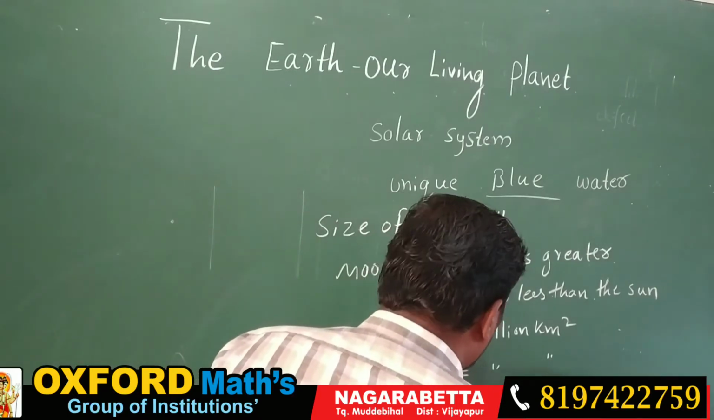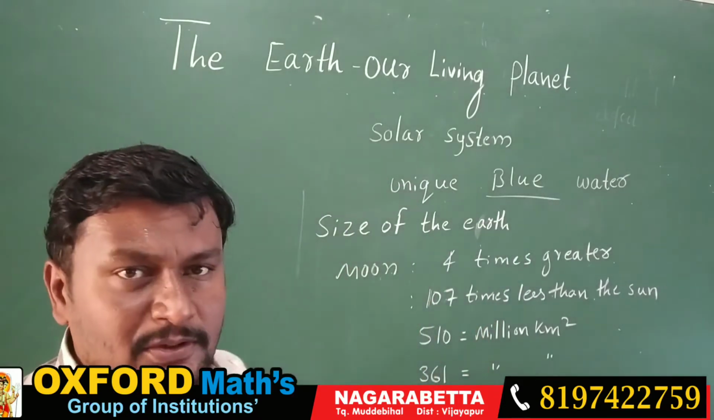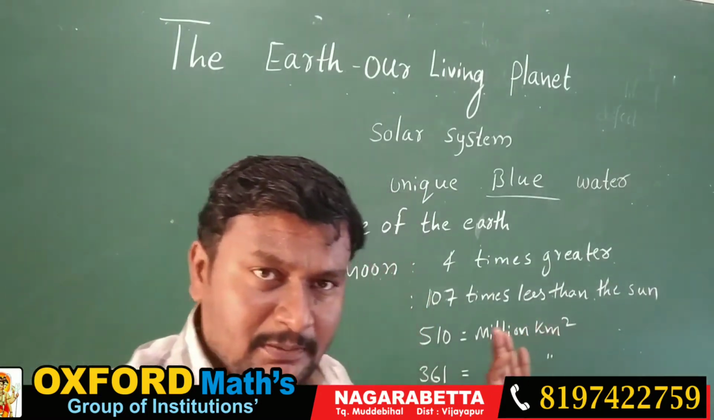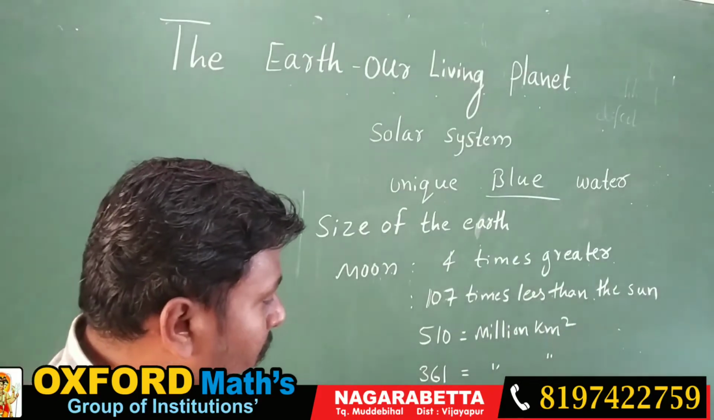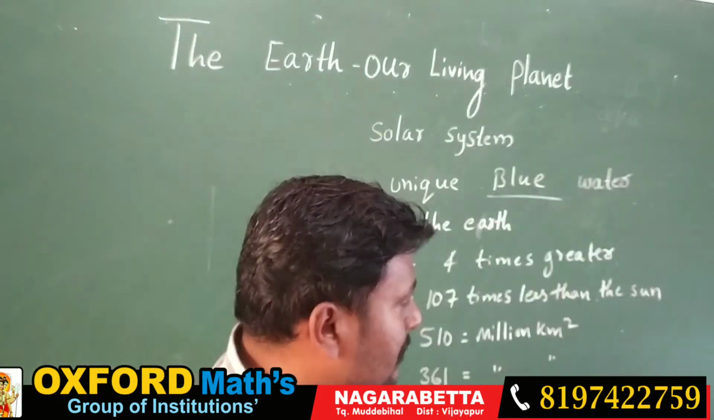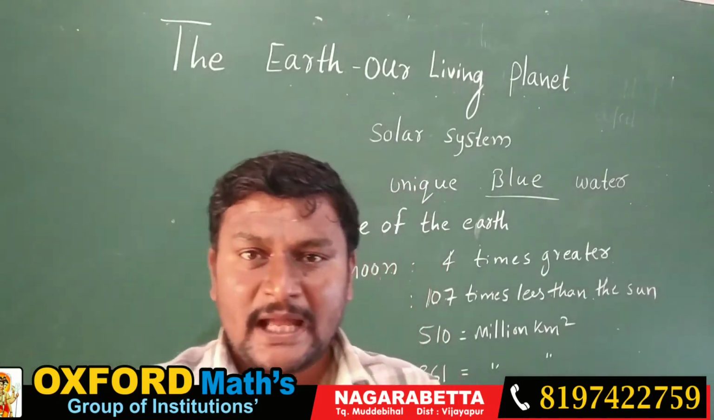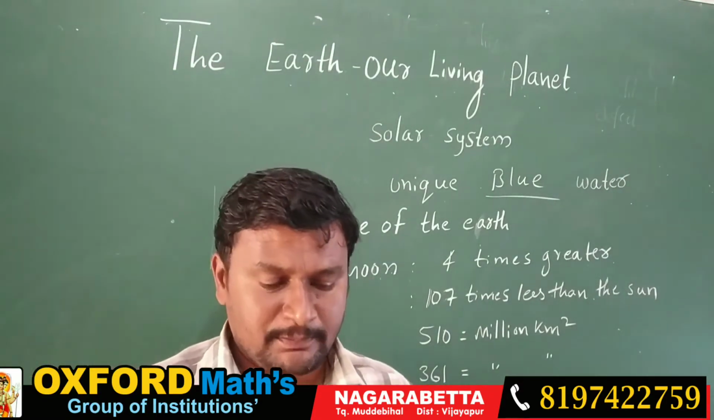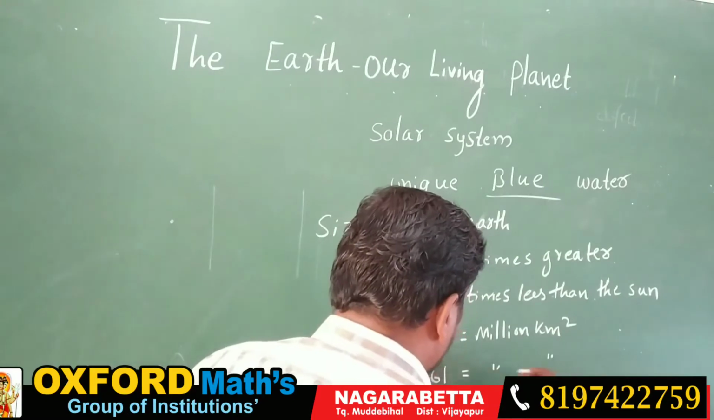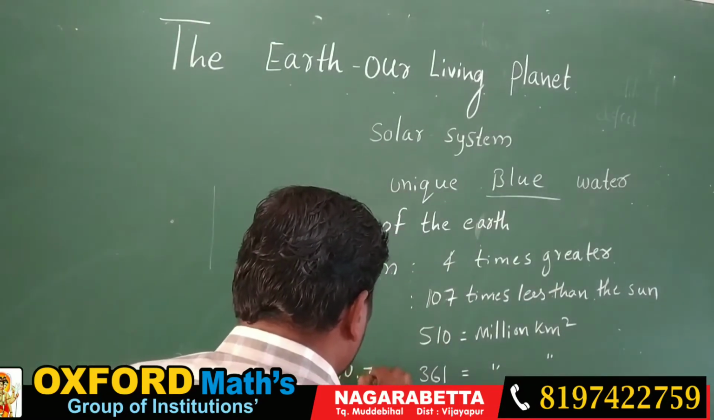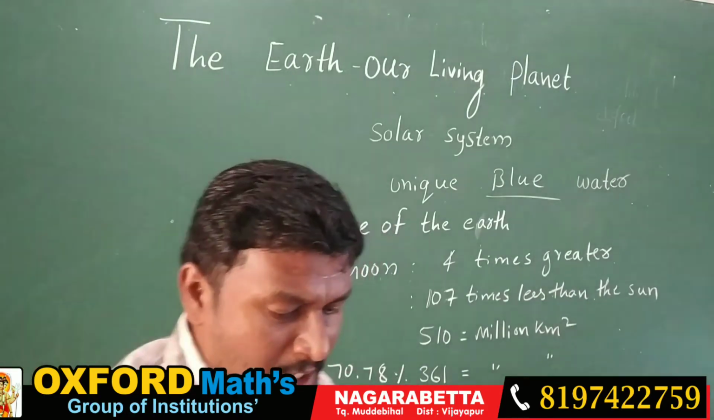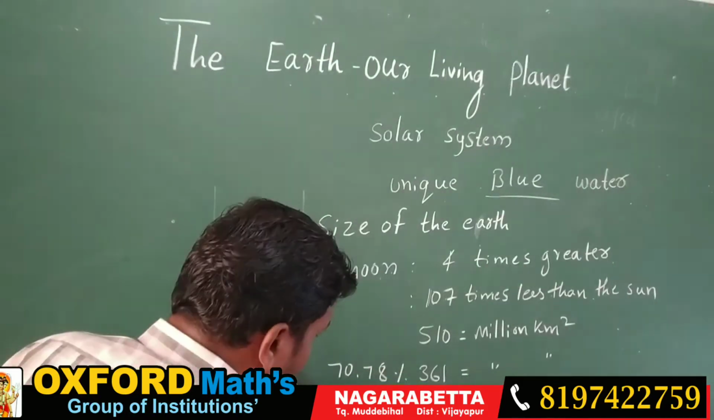It consists of 361 million square kilometers of area covered by water, and 149 million square kilometers of land. When we convert this into a percentage, how much? 70.78% of the Earth is covered by water, and how much percent is land?